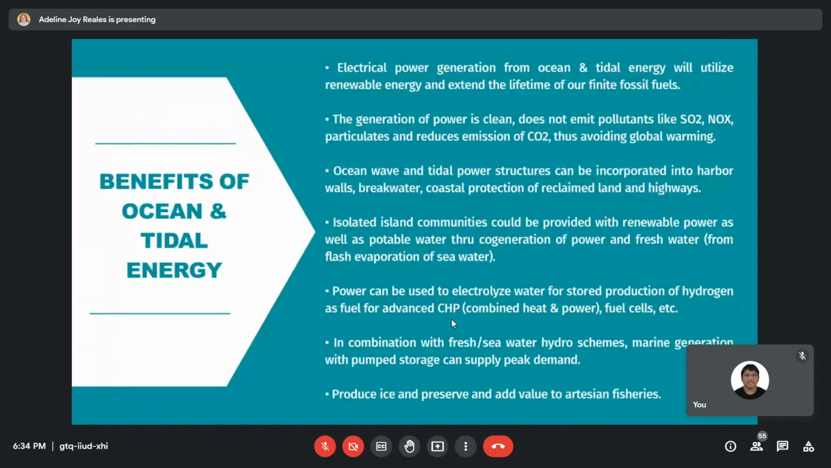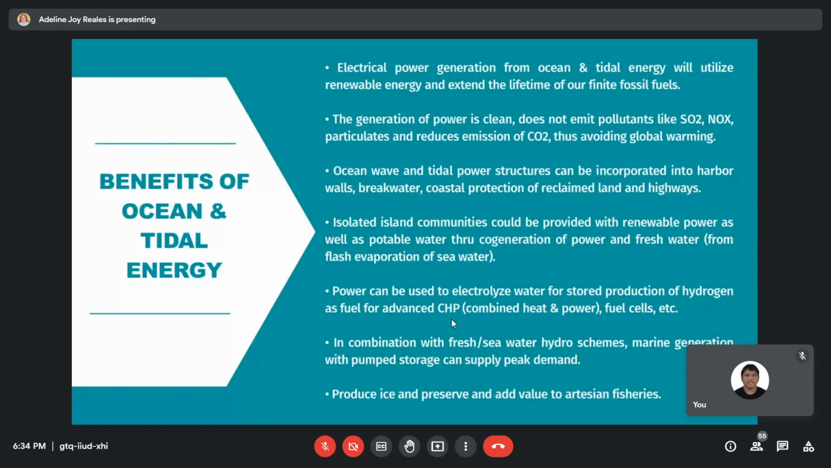The benefits of ocean and tidal energy. Electrical power generation from ocean and tidal energy will utilize renewable energy and extend the lifetime of our finite fossil fuels. Next one is the generation of power is clean, does not emit pollutants like SO2, NOx, and particulates, and reduces emissions of carbon dioxide, thus avoiding global warming.